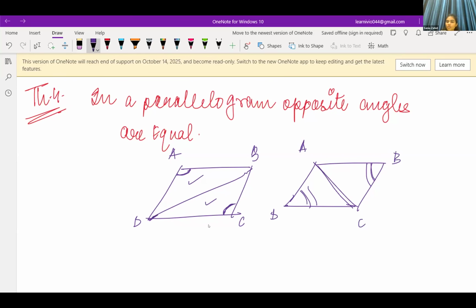Done, children? Shall I come to theorem 5? Yes, ma'am. You can do this proof as your homework, right? Which congruency will you use? Tell me. You can use any. You can use SSS also. You can use ASA also. Your wish.